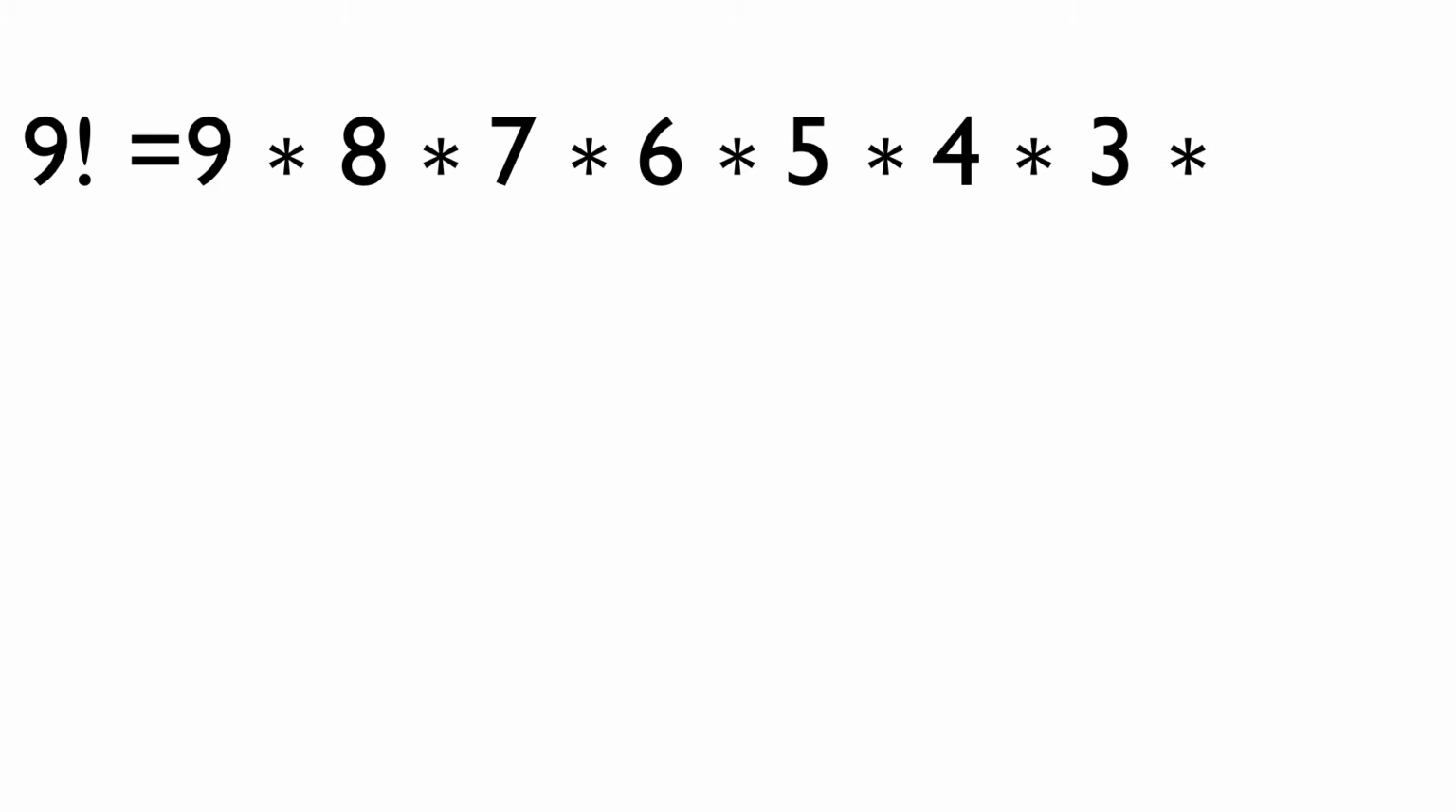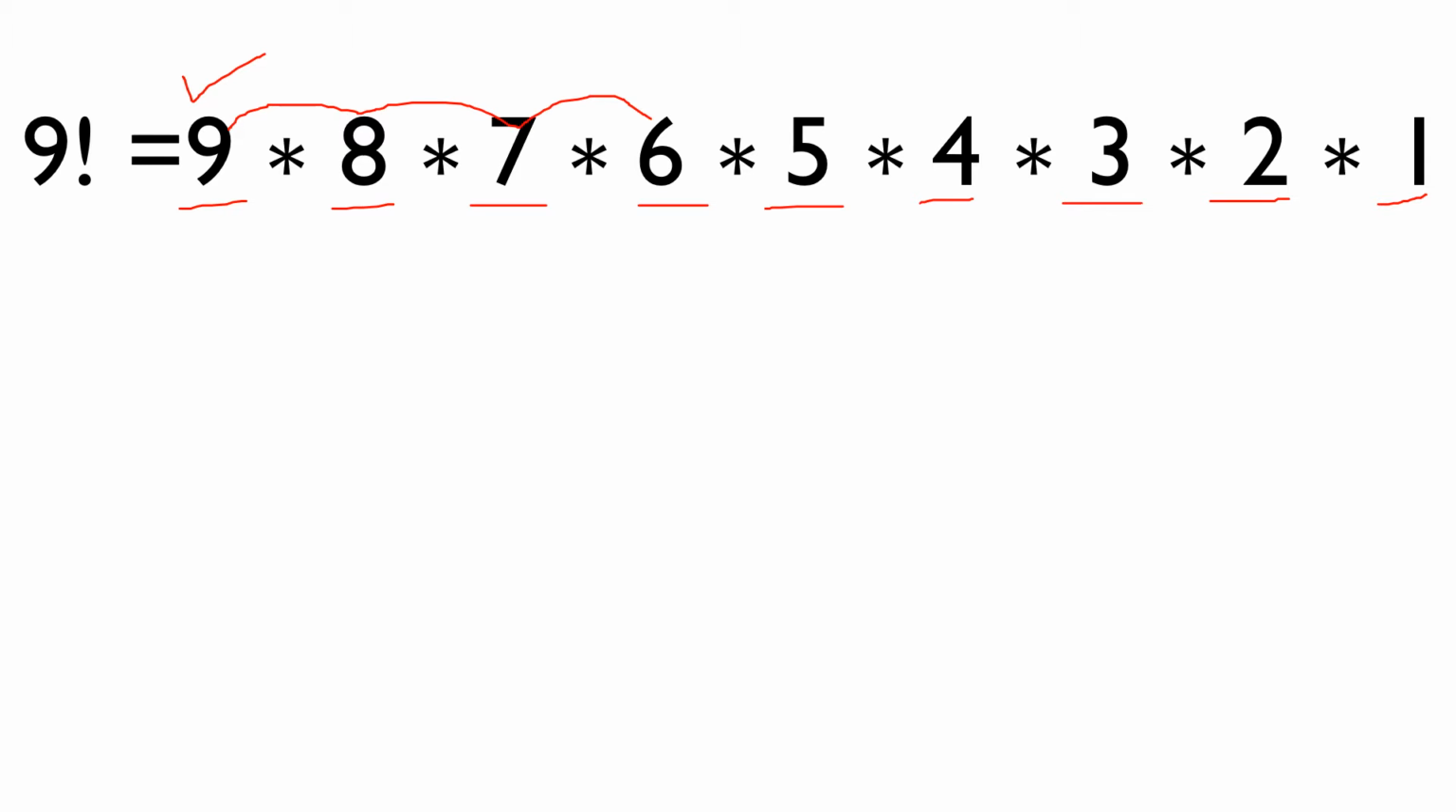9 factorial is simply 9 times 8 times 7 times 6 times 5 times 4 times 3 times 2 times 1. We start with 9 and then we go a number less. We keep going a number less, multiplying through until we end with 1. So that is 9 factorial.